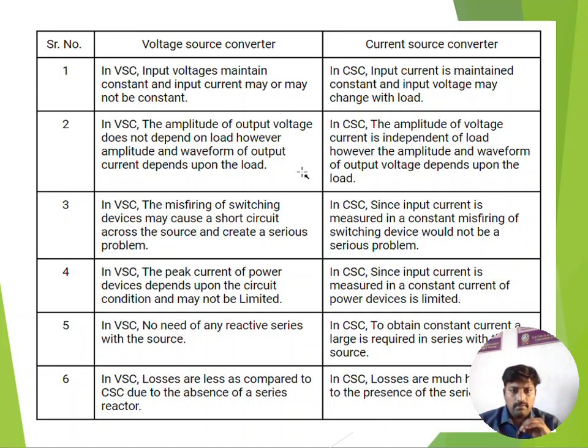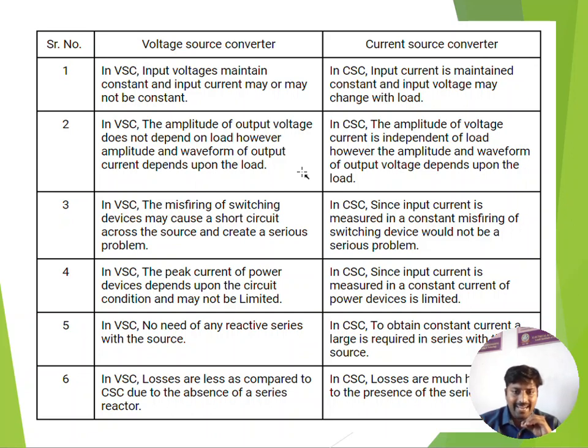Coming to misfiring, misfiring of switch devices may cause a short circuit across the source and create a serious problem in voltage source converters. But in current source converters, misfiring of a switch device is not a serious issue. The peak current of the power device depends upon the circuit condition and may not be limited in the voltage source converter. Coming to the current source converters, the input current is maintained constant, so the current of the power device is limited. Like that, the differences are there.